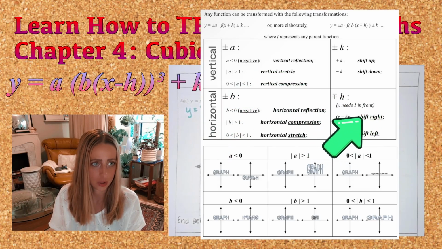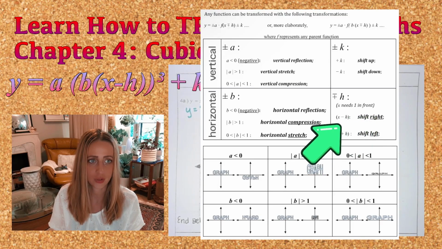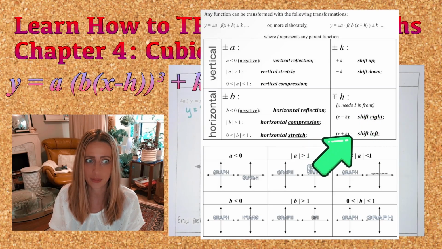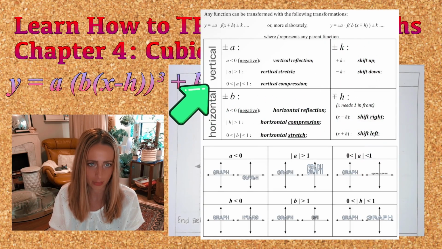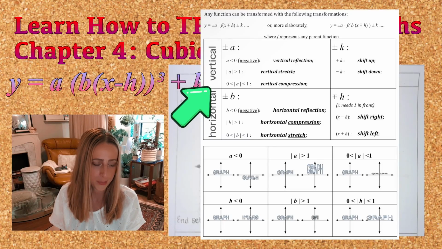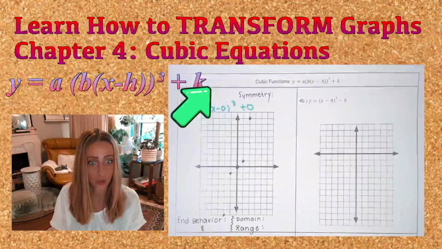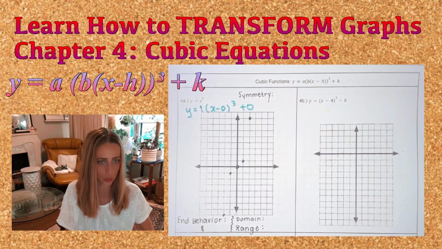H, when there's a 1 in front in this format, shifts right when it's a minus and shifts left if you have plus H. And then up and down, the K is pretty normal. I've elaborated on this in previous videos: linear, absolute value, and quadratic. So all that's there. So let's dive into this example.